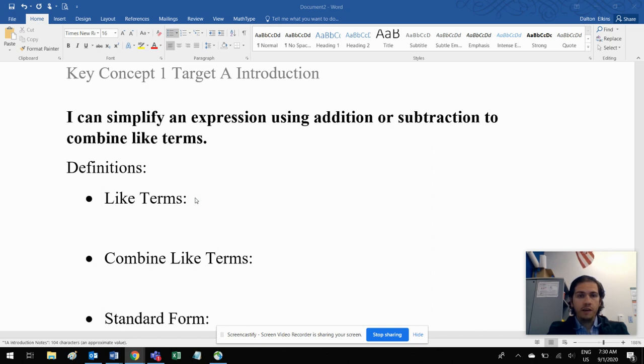Good morning. This is the second lesson from Key Concept 1 Target A. Your objective for today is: I can simplify an expression using addition or subtraction to combine like terms.